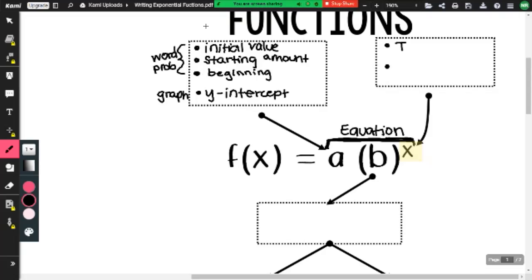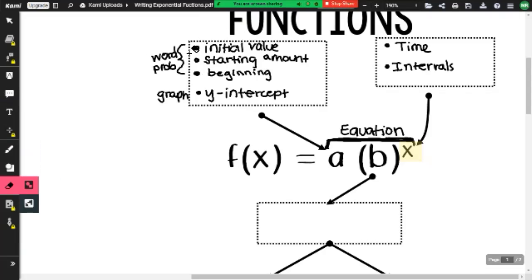It represents time. We talked about several ways to represent time. You got days, months, years. Time is very, very easy to remember or to know what it is. But other things, we're going to describe them as intervals.